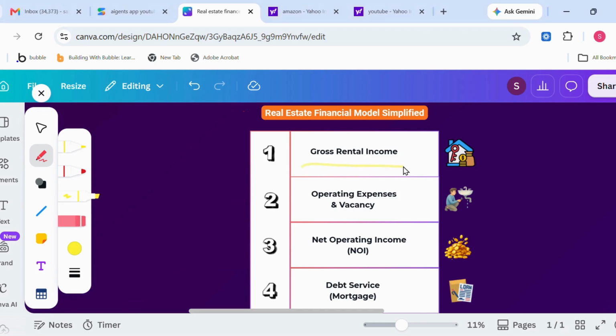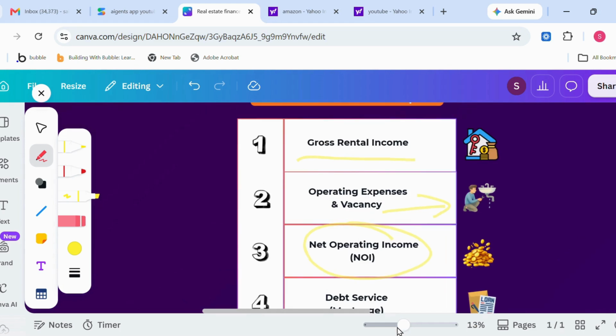Then we hit operating expenses and vacancy. This is where your money starts leaking. Once those leaks are paid, you get the net operating income. That's the golden metric. But you're not done right now. So if you have taken the property on debt, you have to pay a mortgage. You have to pay principal and interest to the bank.